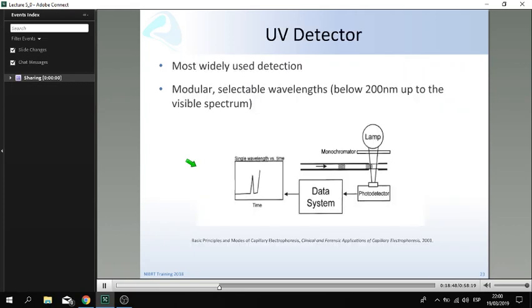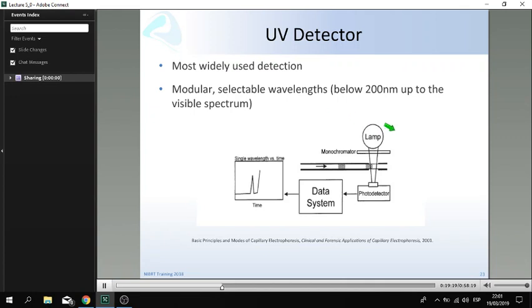So the UV detector would be the most widely used detector. You basically have your lamp that emits light in the UV spectrum, from below 200 nanometers up to the visible spectrum, and you pick the wavelength that you want to use. Usually that's 280 nanometers, because that's the wavelength at which our proteins absorb light, because of those amino acids, tyrosine and tryptophan mostly.